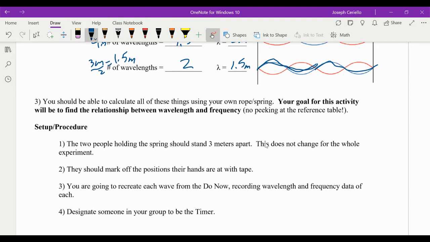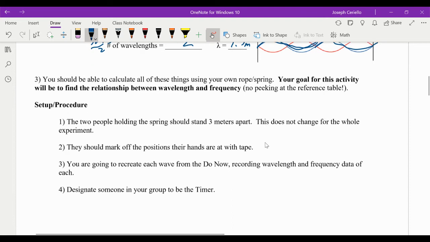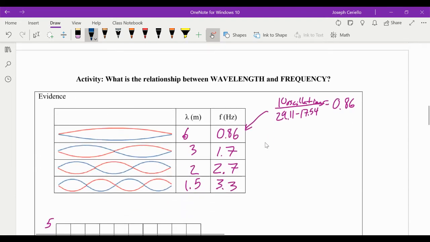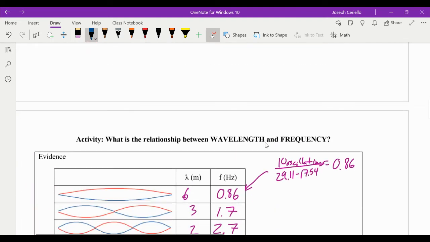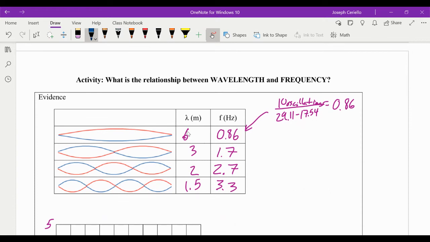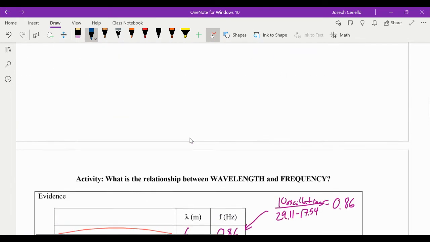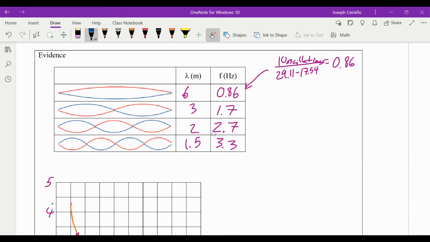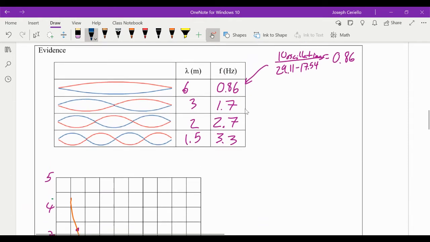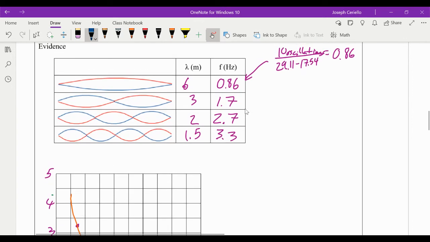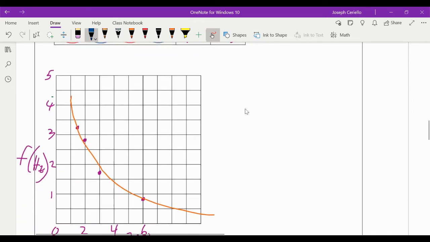All right, so we watched the video. You can read through the directions and check out the video that's associated with class 68. And we took some data. And these wavelengths happen to be the exact same wavelengths that we saw up here at the top, because the length of the rope was 3 meters. All right, so these are the frequencies that your groups found. I just took one of the groups. We can't really go through all this right now in the video, but you kind of get the idea.